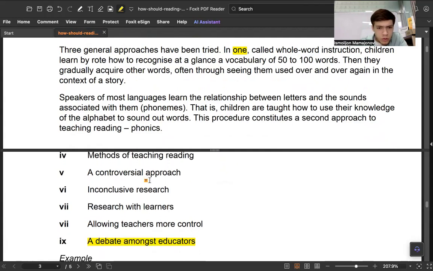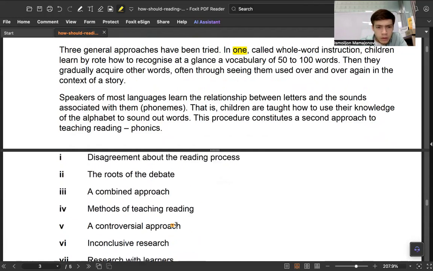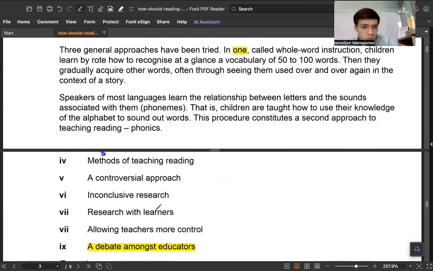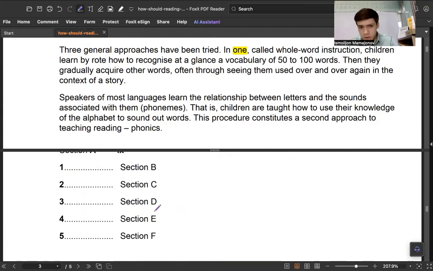Inconclusive research? Not really, no research. Research with learners? No. Allowing teachers more control? No. I think this is a very good answer: methods of teaching. Now let's test this. Do we have methods? Yes, there are 3 methods. It says 3 but gave 2, or I didn't understand what's going on. Teaching reading? Yes. Now, root of the debate? I don't think so, there is no debate in the first place. So number 4 is a good answer. Although the passage is difficult, the way answers are given is quite simple. We might change this, but let's see.